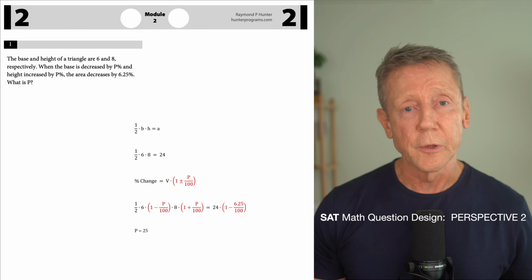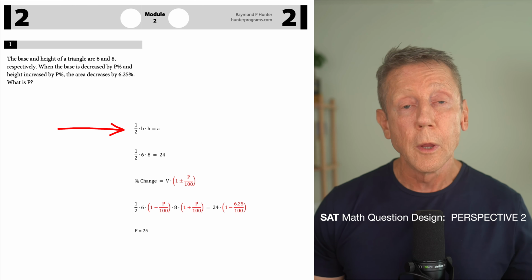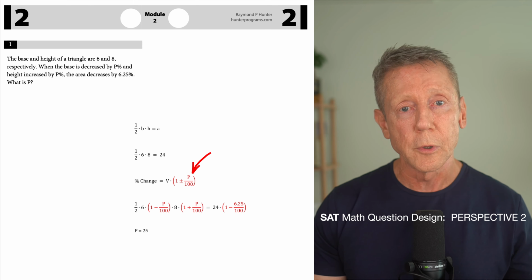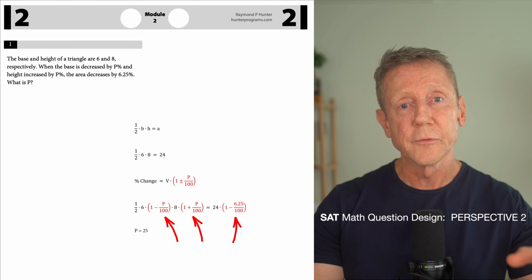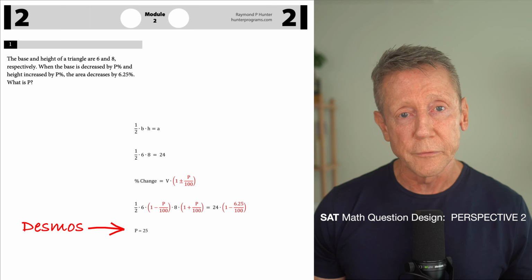With the first question, we built an algebraic equation from the given information, and we started by using the formula for the area of a triangle. Then we used basic percent knowledge to change p% into a number, and we inserted the percent change formula into our algebraic equation. And finally, we used Desmos to evaluate our equation.